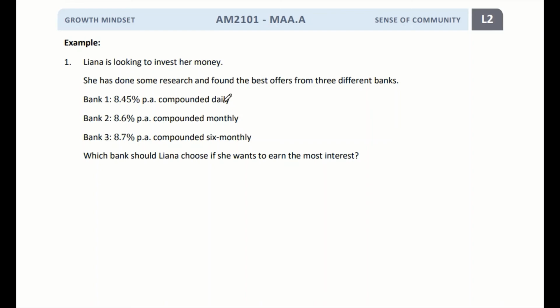Because if let's say the frequency for daily is bigger, but then the nominal rate is lower, or if the nominal rate is higher, but then the compounding period is actually lesser. So in this case, what we need to do is to find the effective annual rate of interest. So to find out which is the one that gives us the best return when we try to invest in that particular bank. Alright, so we start from bank 1.